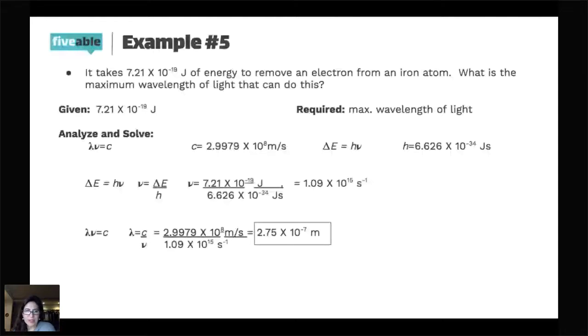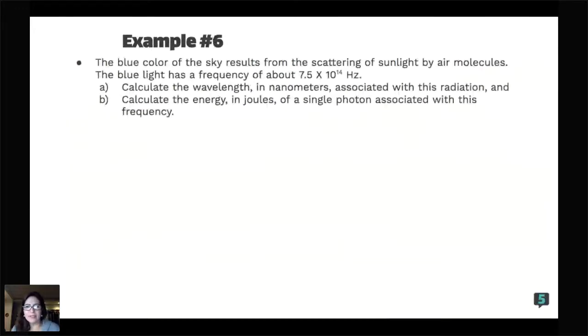Excellent. Welcome, Santiago. Okay, so yes, example 5. Let's go to another example. We have this other example.